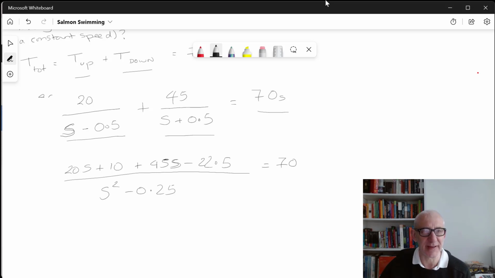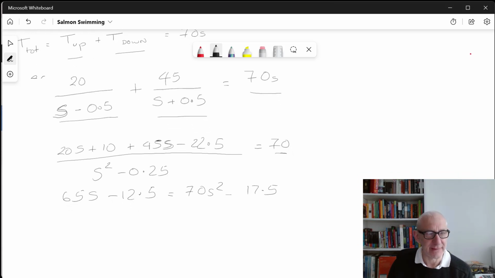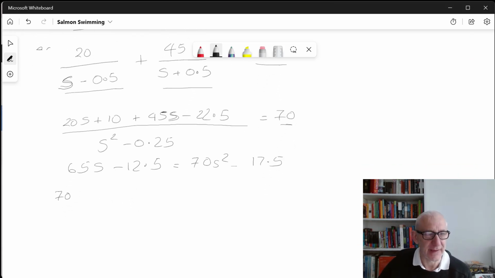We can tidy this up, get s on its own. We can now write that 65s minus 12.5 is equal to 70s squared minus 17.5, by taking this denominator here and multiplying it by 70 up there. And when we tidy that up, we can end up with the expression that 70s squared minus 65s minus 5 is equal to 0.